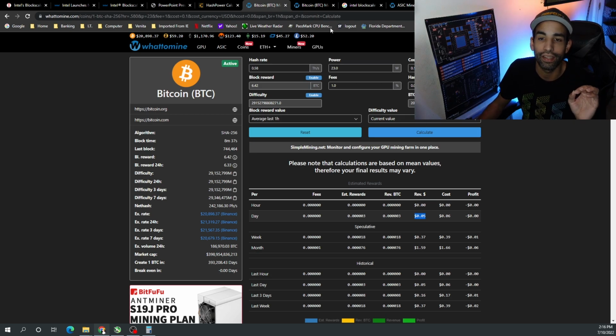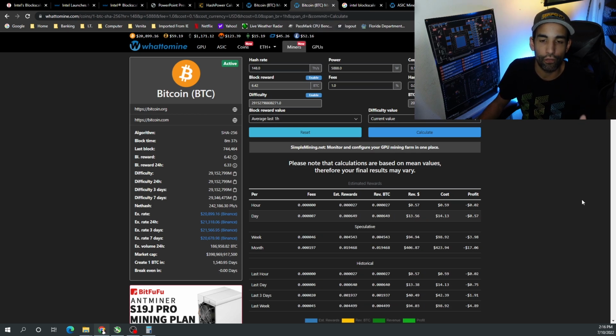So not exactly enticing, but let's scale that up, right? 256 chips in a chain. Well, that's 148 terahash at around 5,888 watts. And still, now we're negative 57 cents in profit at 10 cents per kilowatt hour. Our cost of electricity is $14.13 at time of filming. And then our actual profit, I guess you could say, if we weren't paying electricity, would be $13.56, making about 0.000649 Bitcoin a day. I know some GPU miners that make more than that per day.